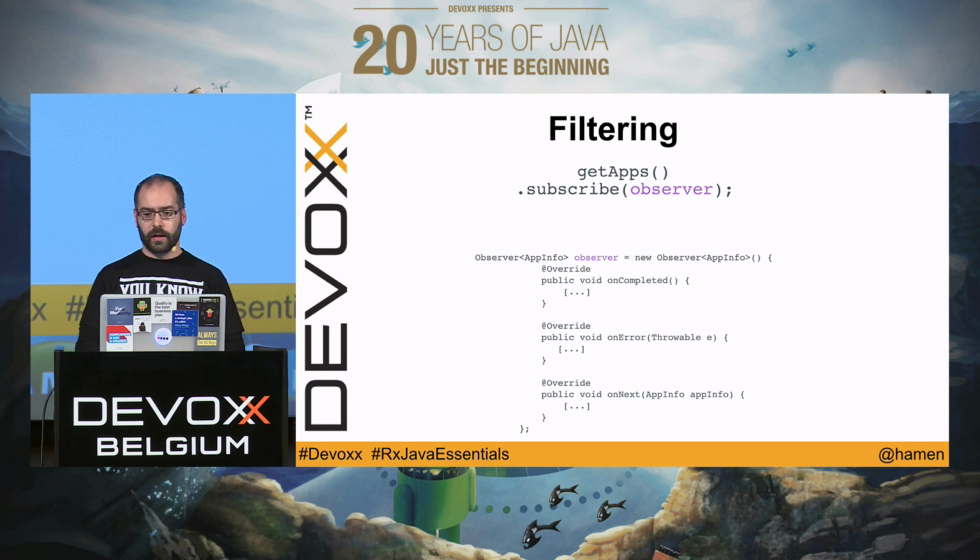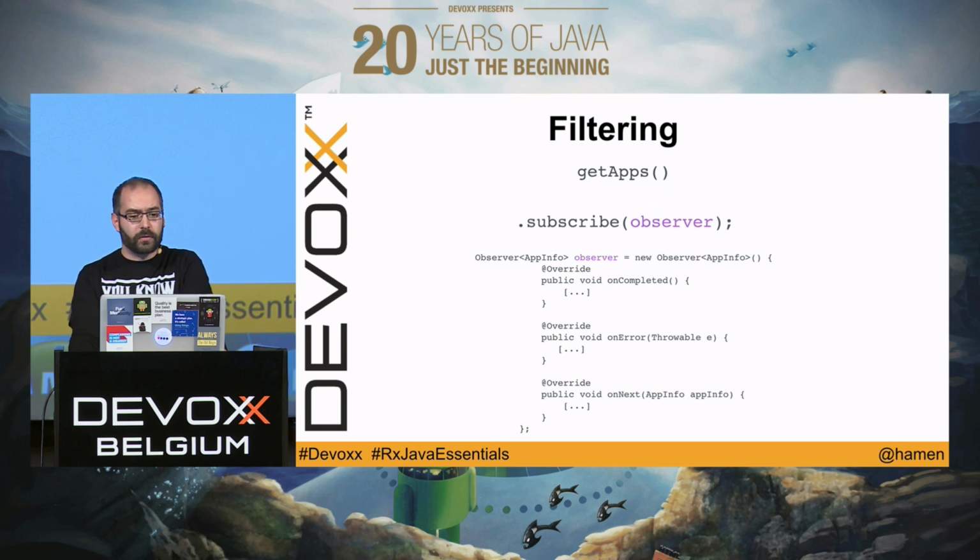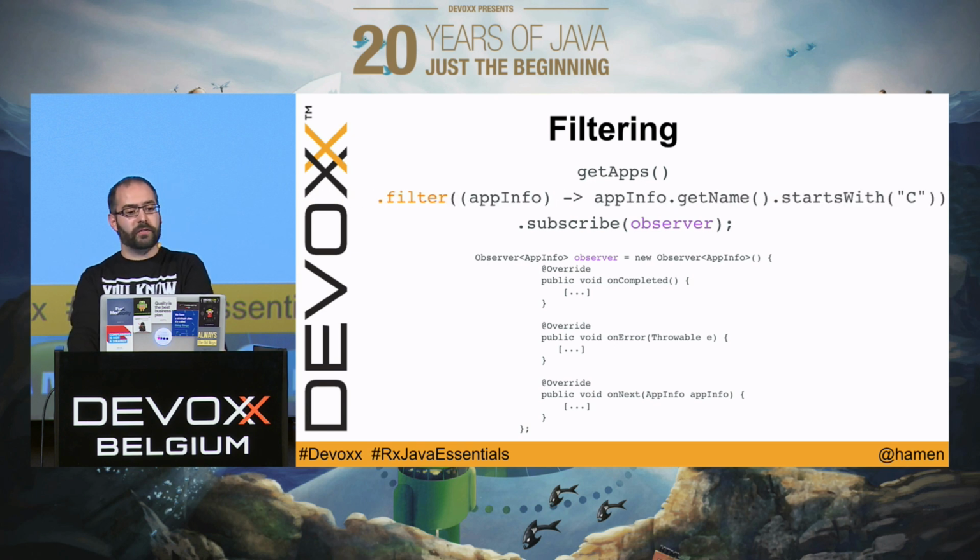So we have this new boss that doesn't like apps that start with a name different from C. We just want apps that start with C. We want to write as little code as possible, so we don't want to change much. How do we do it? We add filter. It's one line, a lambda because I'm using Retrolambda. Most of you are probably using Java 8 or Retrolambda, so the syntax is fine.